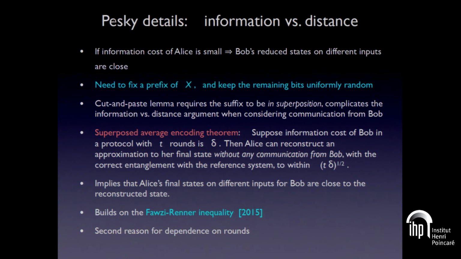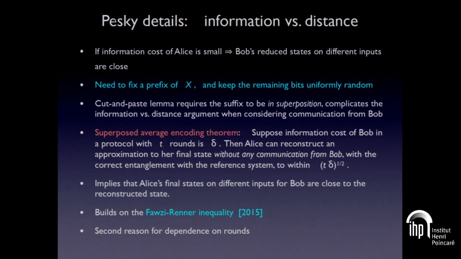It turns out that in the argument that I made, for technical reasons, we need to fix a prefix of x to some uniformly random string, and then ask for the remaining bits to be in superposition. In particular, something I didn't mention, the sequence of triangle inequalities I showed you needs such a coherence in this suffix of x, especially when you consider protocols with memory. So that actually creates a hitch in making this kind of argument, which we address with what we call the superposed average encoding theorem.